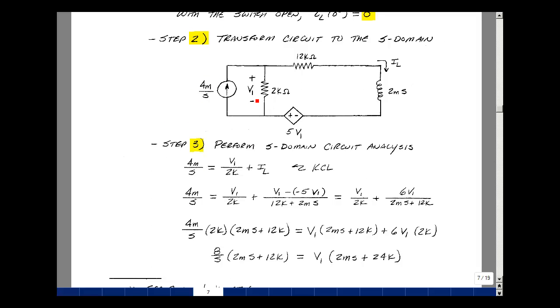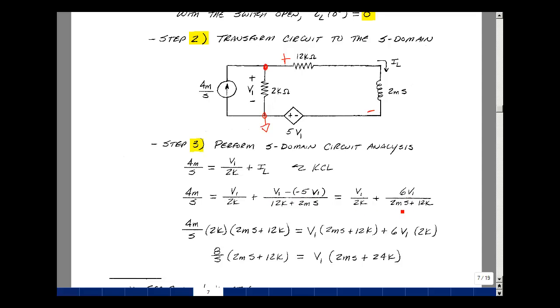What I could do is sum the currents at this node. Think of this maybe as a reference node, because V1 is the thing I'm interested in solving for. So the current that enters is 4 milli over S. What's leaving is V1 divided by 2K, and then the current I sub L. What's the current I sub L? Well, it's going to be the voltage across this impedance divided by the impedance. So this node voltage would be V1, and this node voltage would be a minus 5V1. Take the difference of those two and then divide by the impedance, 12K plus S times L, which is 2 milli times S. We got V1 minus a minus 5V1, so that's 6V1.